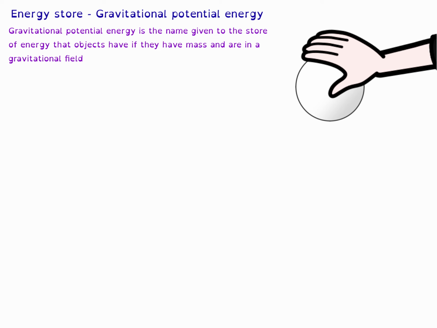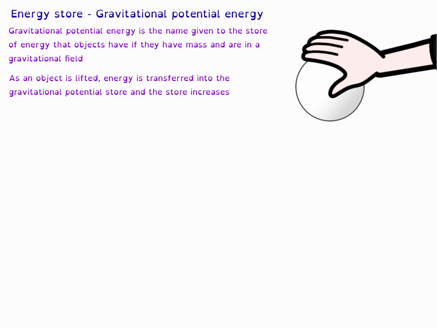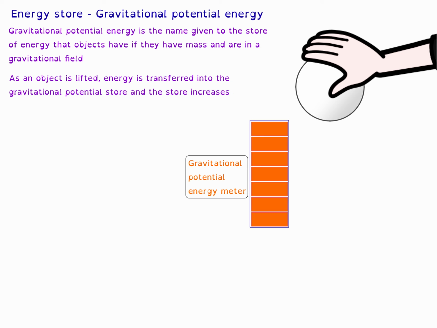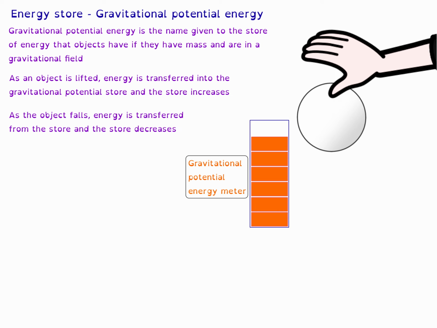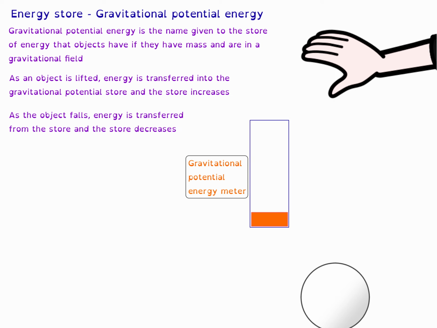Gravitational potential energy is the name given to the store of energy that objects have if they have mass and are in a gravitational field. As an object is lifted, energy is transferred into the gravitational potential store and the store increases. As the object falls, energy is transferred from the store and the store decreases.